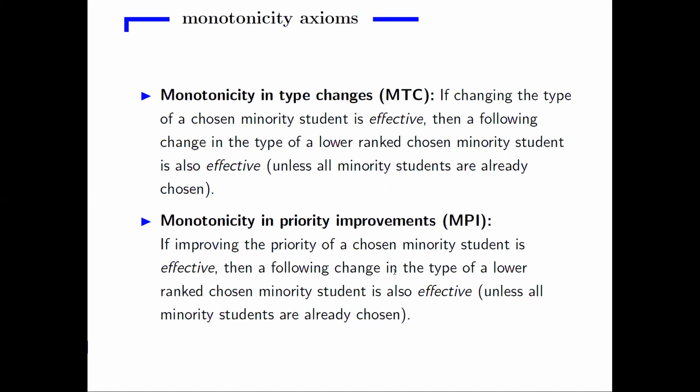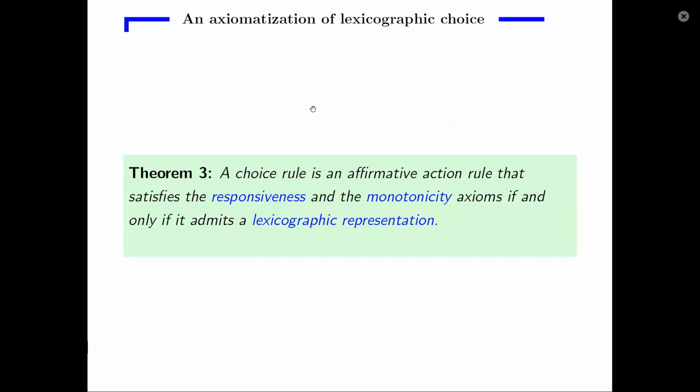The argument is this monotonicity. If the first one is effective, the second one should also be effective, because in terms of the intuition, in terms of making minorities worse, the second movement is a more drastic one. Well, these monotonicity axioms, together with responsiveness axioms, give us the characterization of entire lexicographic class.